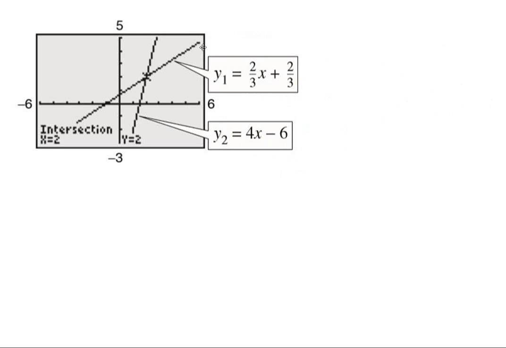Alright, so once you've graphed it, we have our two functions here. We're trying to find the intersection. So where do they cross? They cross right here. So what you want to do is use the intersection feature of your graphing calculator, and that will give you the x and the y coordinates where they cross. So in this case it's at 2, 2, right?